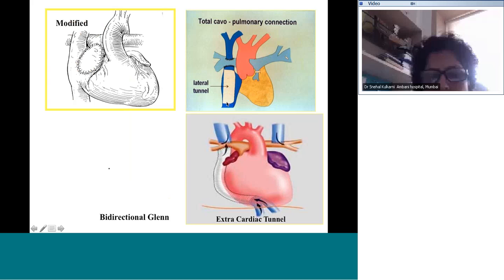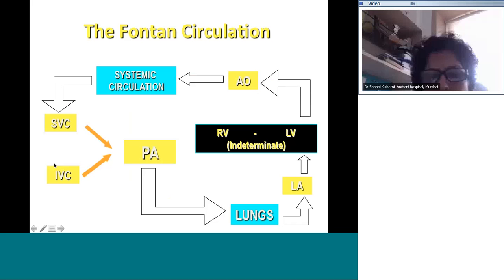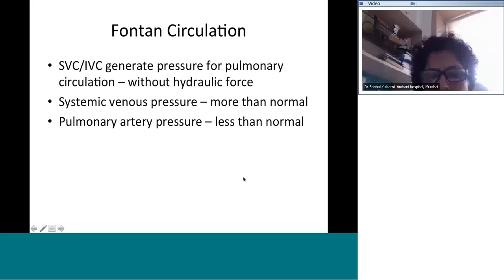You have a lateral tunnel Fontan where right atrial tissue is used to make the conduit. And as I said, I won't go into too much detail because there are a lot of modifications, since there were some pitfalls in the existing ones. And this is an extracardiac tunnel which is used to complete the Fontan. So usually your SVC, IVC blood goes into the pulmonary artery, lungs, and then through the aorta into the systemic circulation. So this is usually a Fontan circulation.